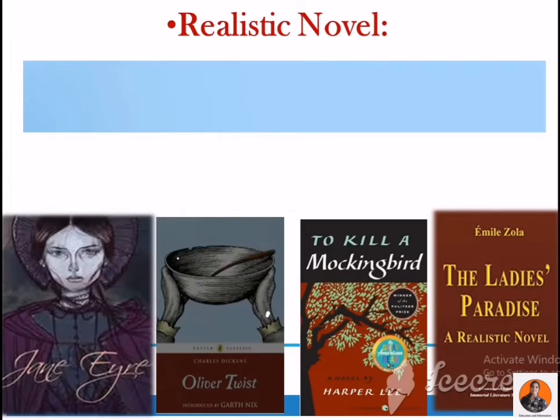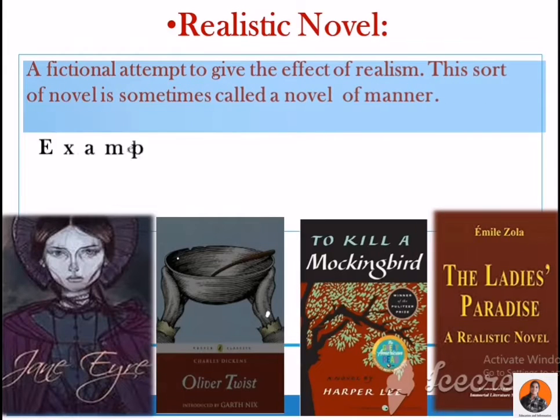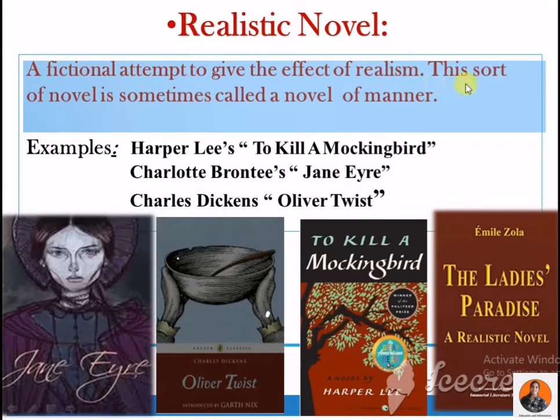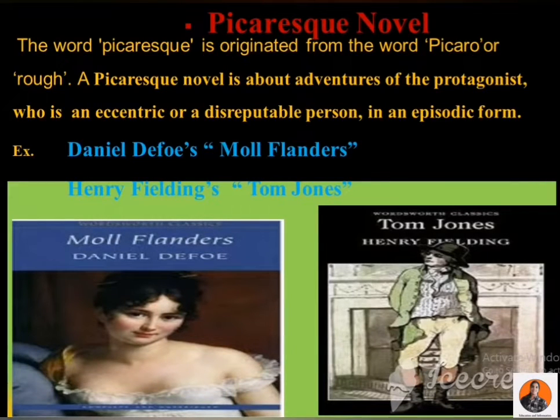Let's begin with the realistic novel. Realistic? Yes, realism, which is something written based on reality. A fictional attempt to give the effect of realism. This sort of novel is sometimes called a novel of manners. It's based on reality. For example, Harper Lee's To Kill a Mockingbird, Charlotte Bronte's Jane Eyre, Charles Dickens' Oliver Twist. These are realistic.